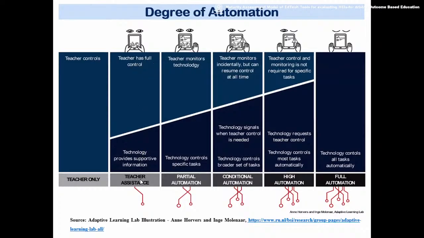technology provides supportive information. In the partial automation environment, technology controls specific tasks and teacher monitors technology. In the conditional automation, we have technology controlling broader sets of tasks and teacher monitors incidentally, but can resume control at all time. In the higher automation, we have technology requests teacher control. Technology controls most tasks automatically, and teacher control and monitoring is not required for specific tasks. In the full automation, the technology controls all tasks automatically. So this is the progression which has been shown of degree of automation. Currently, the OECD countries are on step one, that is teacher assisted, technology provides supportive information.